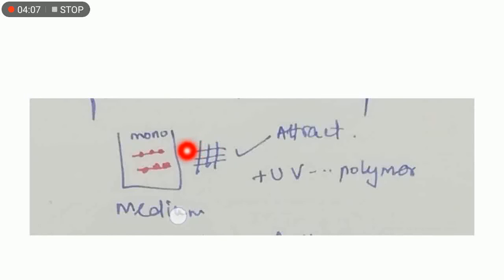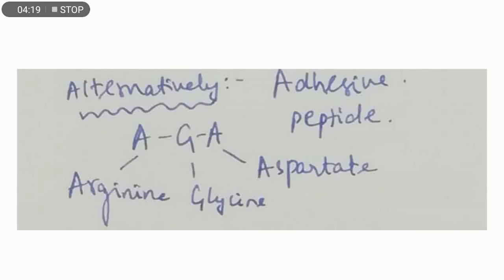It will very well attract it, but in order to make it more efficient, we are going to add ultraviolet rays. Ultraviolet rays will polymerize these monomers, which will attract even further. And the next one is that we can alternatively, not only UV rays, also use an adhesive tape, just like when our paper is torn, we use an adhesive sellotape.